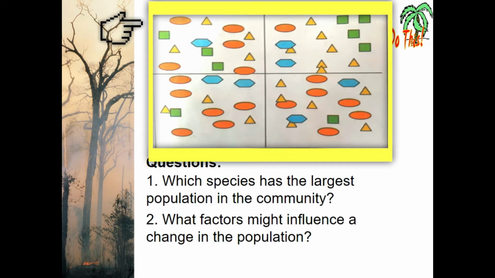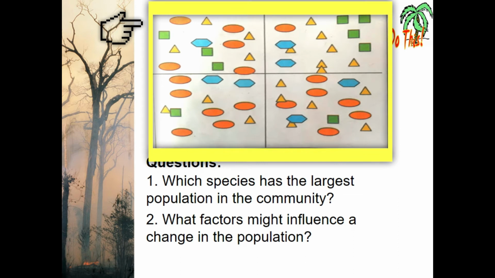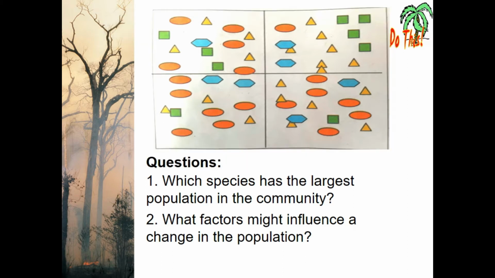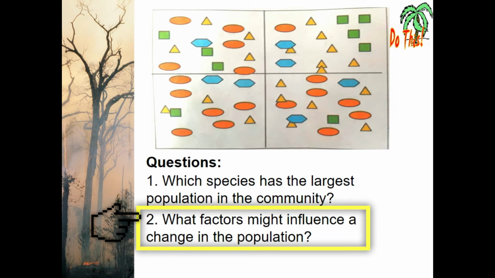The illustration above shows the map of the different species, such as fish for the blue colored shape, water bugs for the orange colored shape, frogs for the green colored shape, and water lily for the yellow colored shape. After which, answer the following questions. Number 1. Which species has the largest population in the community? Number 2. What factors might influence a change in the population?